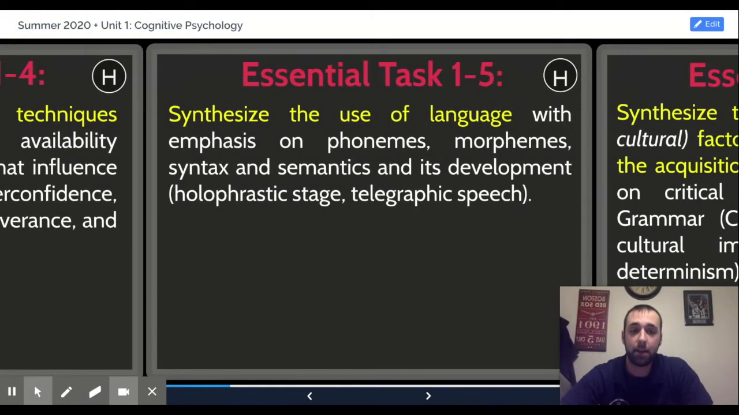The final topic in Unit 1 that I'm asking you to cover over the summer is language. Language will be the subject of both Essential Tasks 5 and then subsequently Essential Task 6. For Essential Task 1.5, I recommend horizontal, as you will soon see in just a moment. And in terms of the text that you need to write at the very top, all you need to write is synthesize the use of language.